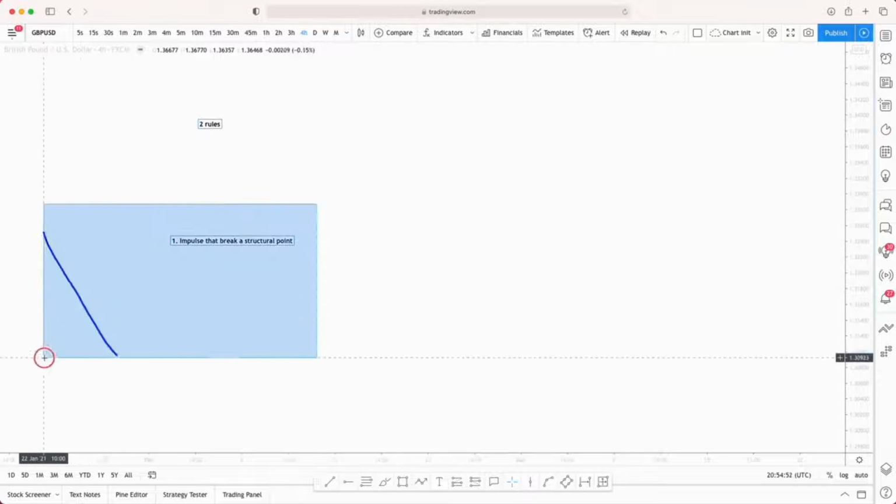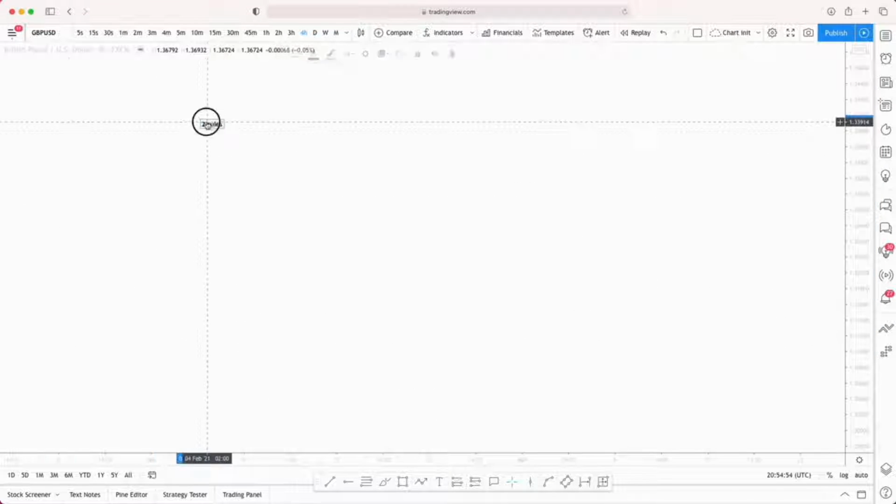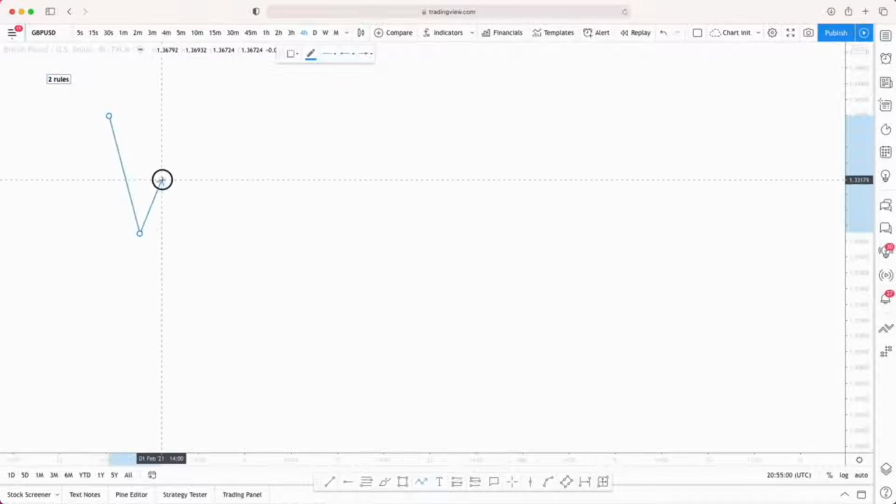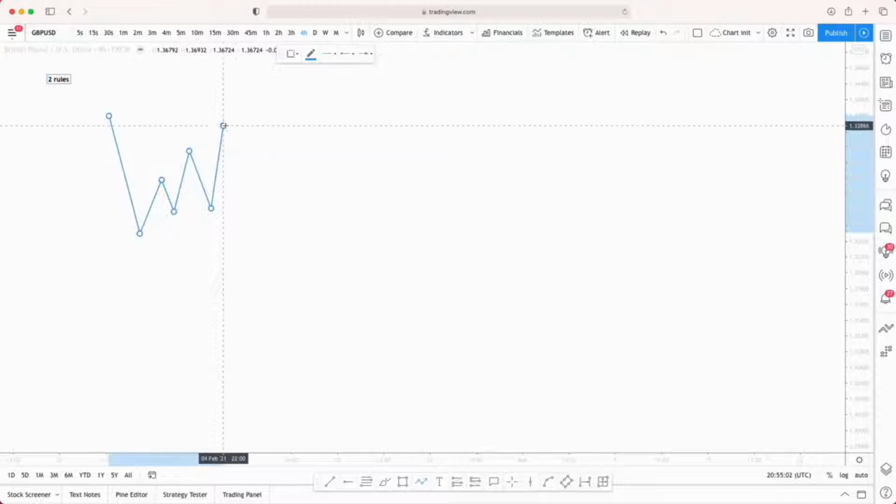So let me show you a bearish example. The bearish example, as we know, price does not move. It does not move straight.